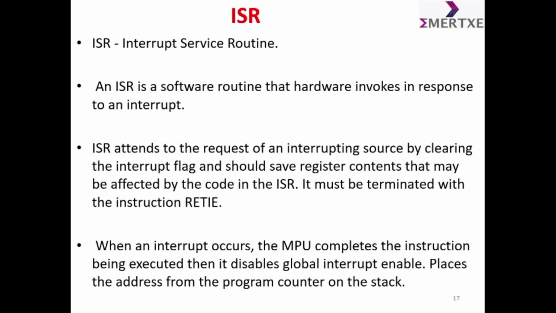An interrupt service routine attends to the request of an interrupting source by clearing the interrupt flag, and should save register content that may be affected by the code in the interrupt service routine. It must be terminated with the instruction RETI, which means return from interrupt. When the interrupt occurs, the microprocessor unit completes the instruction being executed, then it disables the global interrupt enable and places the address in the program counter on the stack.